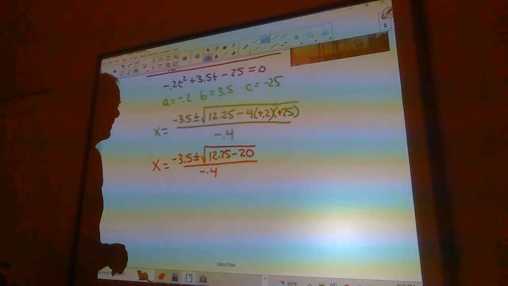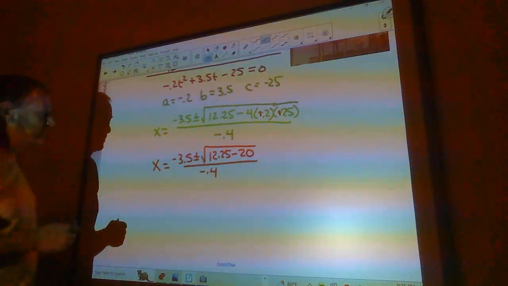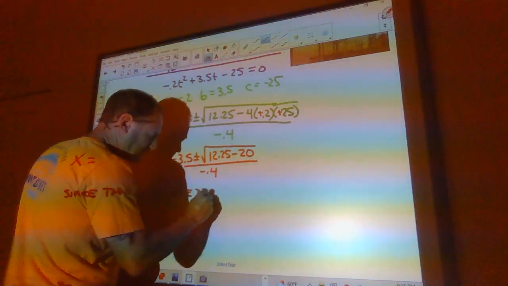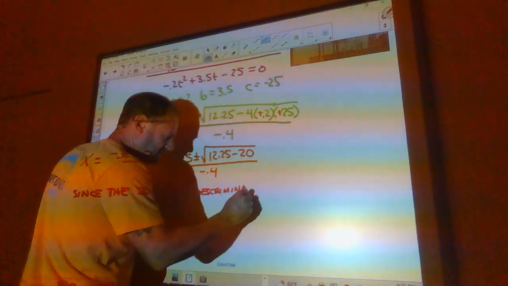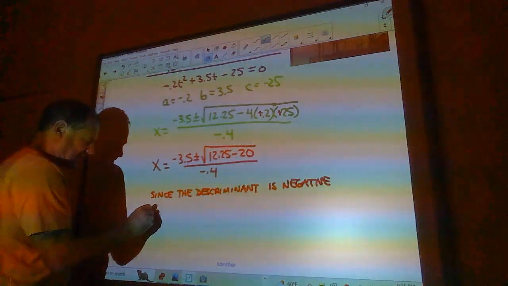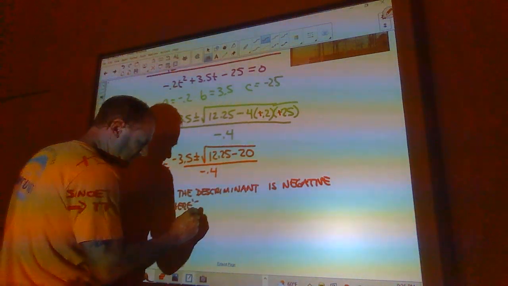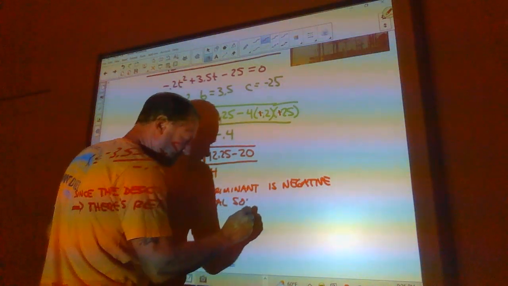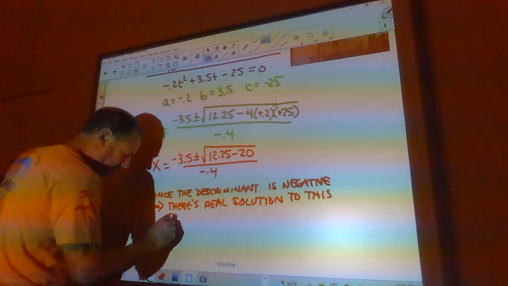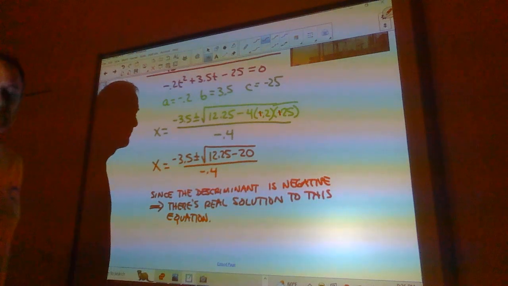What does this tell me? This tells me this is going to be negative. My discriminant is going to be negative, which means I've got an imaginary solution, which means that since the discriminant is negative, that implies there's no real solution to this equation, which means they're never going to hit $95 million, at least in that time period.